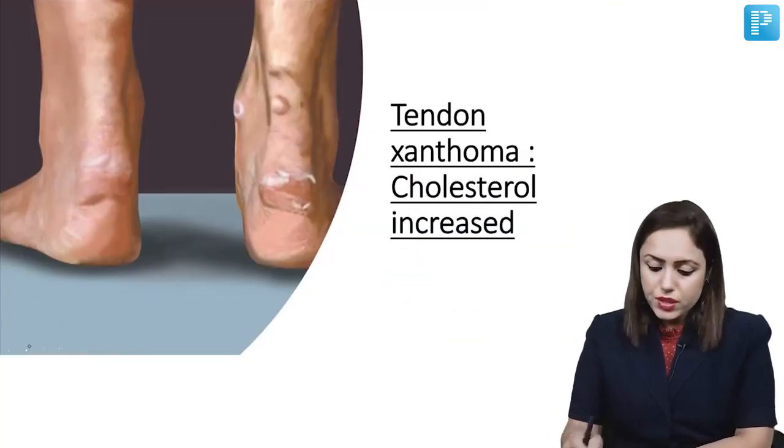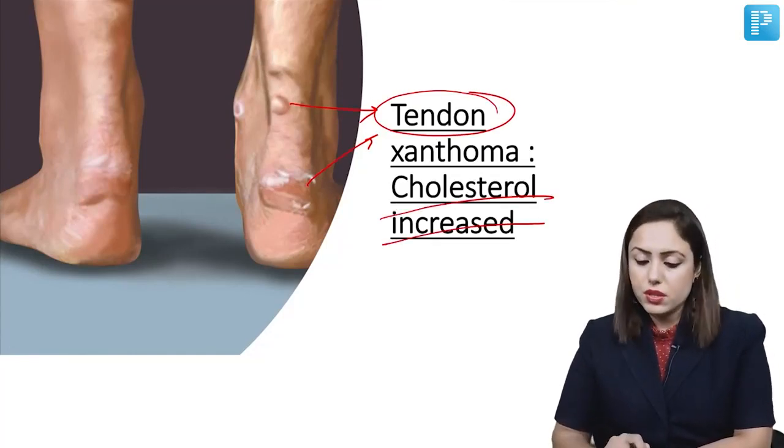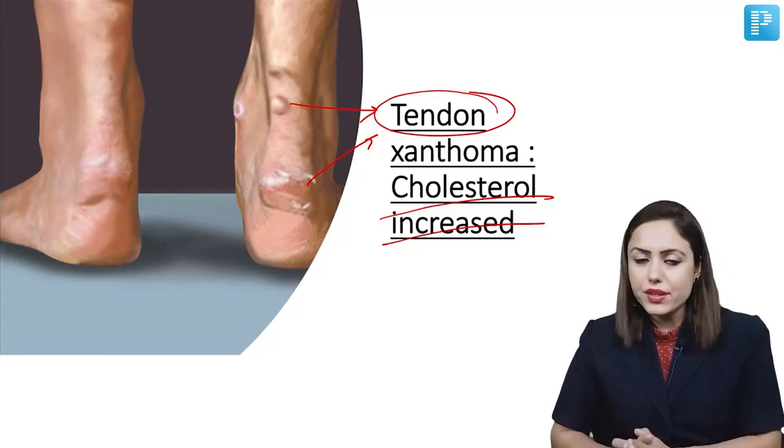Then in the next image you can see tendon xanthoma. Tendon xanthoma means cholesterol is increased, right? Tendon xanthoma means cholesterol increased.